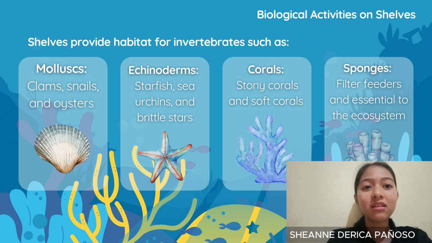Echinoderms such as sea stars and sea urchins have spiny bodies and move slowly along the surface.